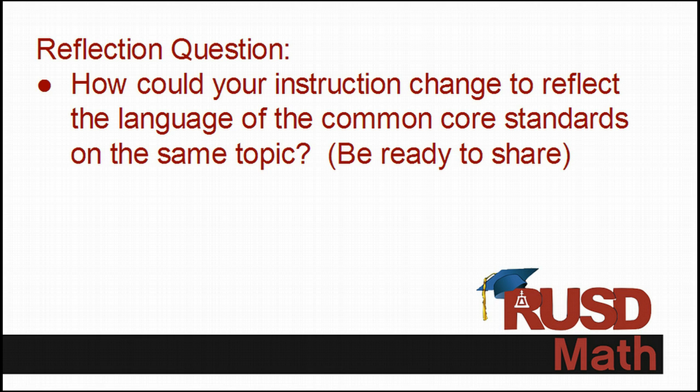Lastly, another reflection question. With a partner, focus on one chapter that has parallel standards in Common Core and 1997. That would mean there were standards in columns 2 and 3 that are closely aligned between 97 standards and Common Core. You're going to take 7 minutes to discuss with your partner how could your instruction change to reflect the language of the Common Core standards on the topic?